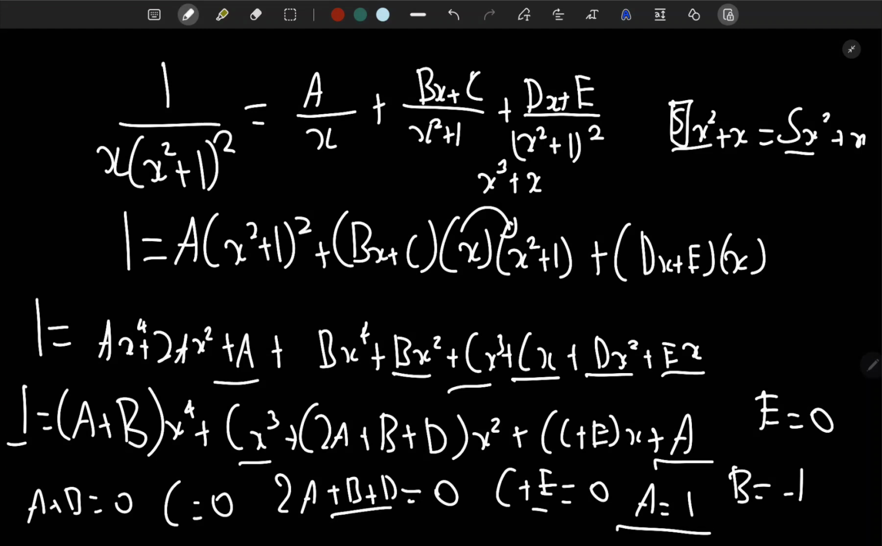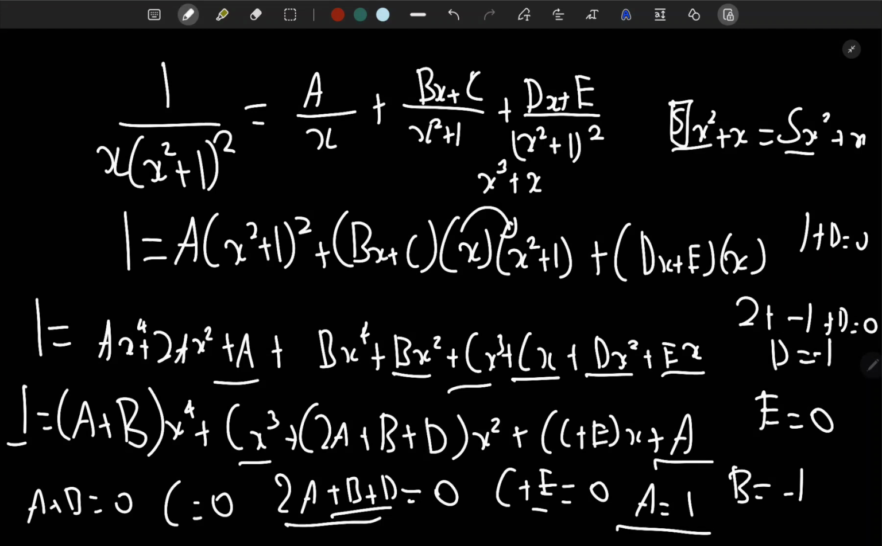Now for d, we just need to substitute a and b, so 2a plus b, so 2 times 1 plus b, which is minus 1, plus d is equal to 0. So d here is equal to 1, right? Oh, my bad, it's going to be minus 1, since 1 plus d is equal to 0, so d has to be minus 1.